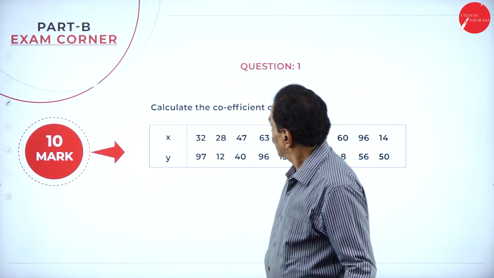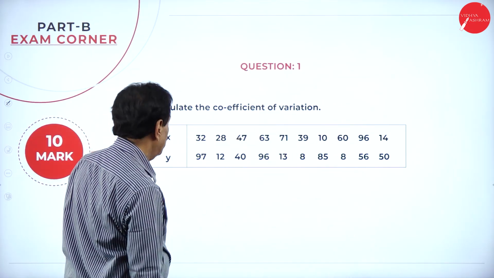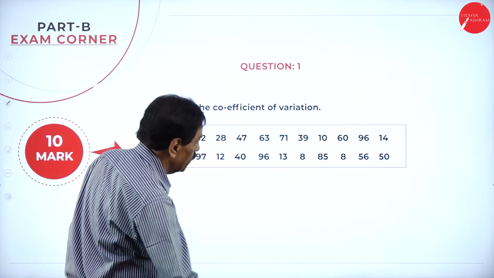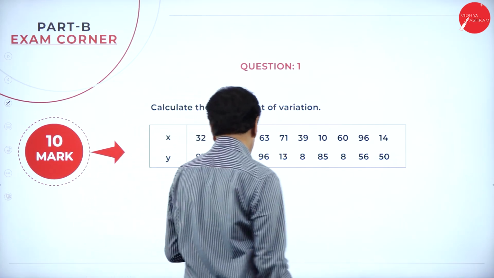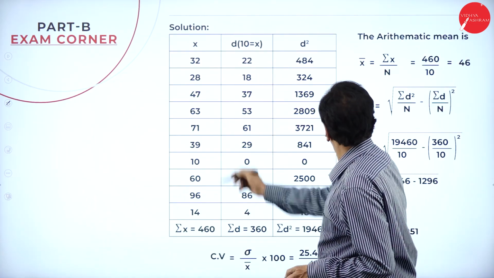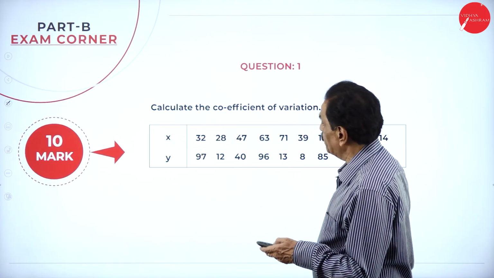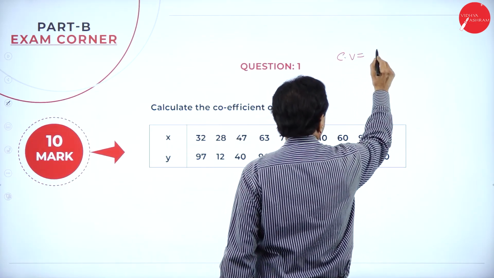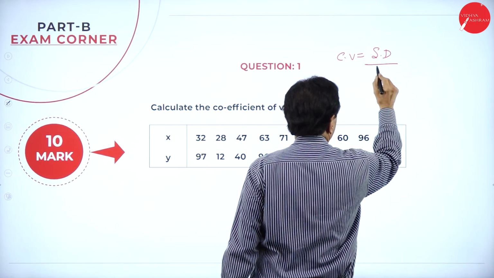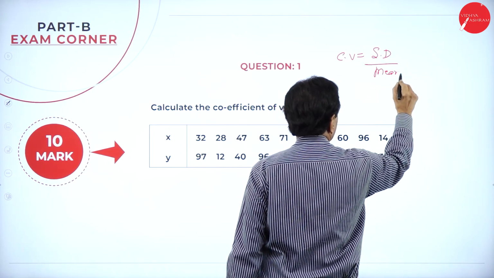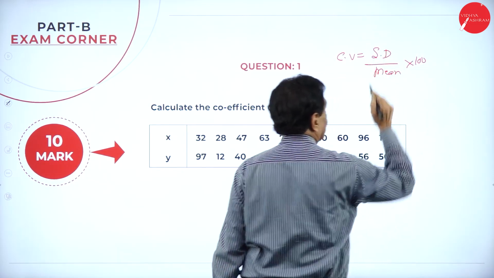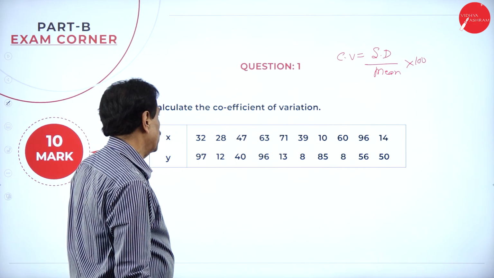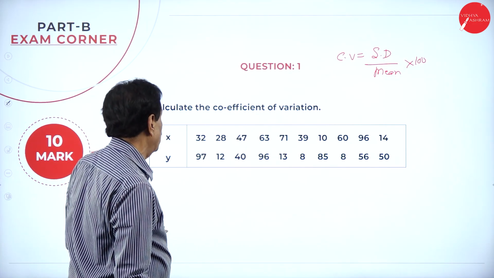We'll move on. Calculate the coefficient of variation. X is given, Y is given. So we'll go with coefficient of variation. CV is equal to standard deviation divided by mean into 100. This is one formula: CV is equal to standard deviation divided by mean into 100.